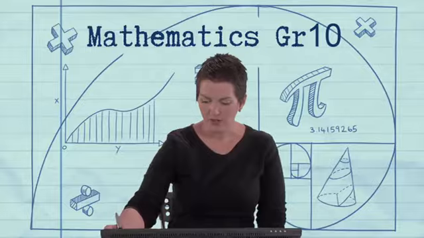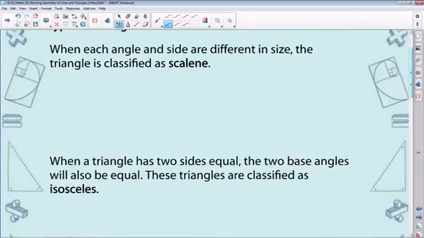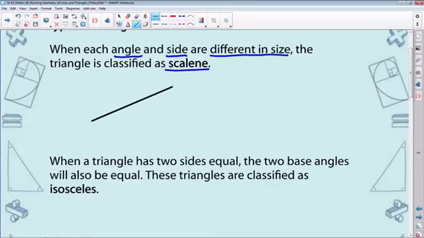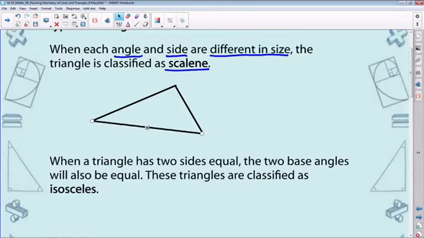So I have a note here on the types of triangles. When each angle and side are different in size, the triangle is classified as scalene. What a strange name. So I'm going to just draw a random scalene triangle now. Each angle and each side, oh no, now that looks too much like an isosceles triangle. There we go.